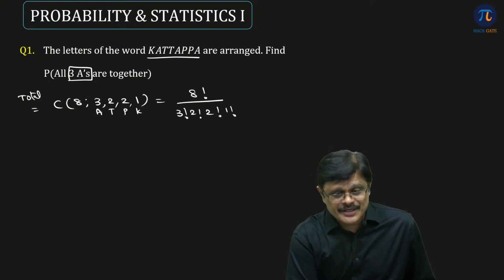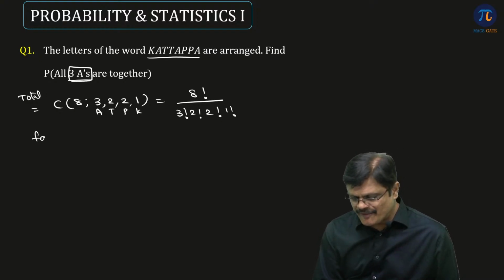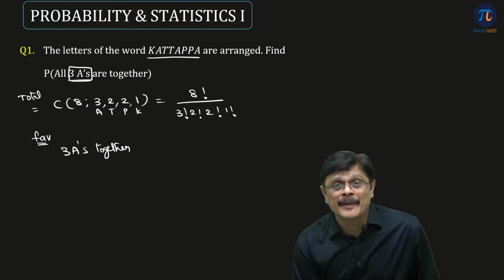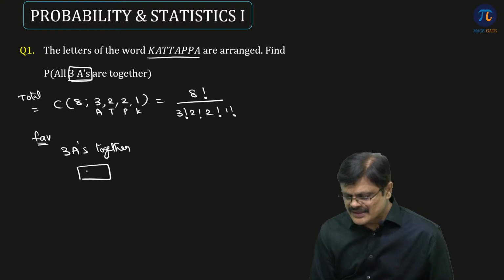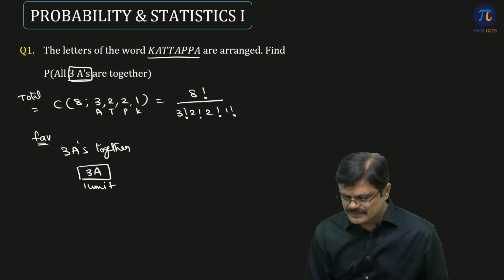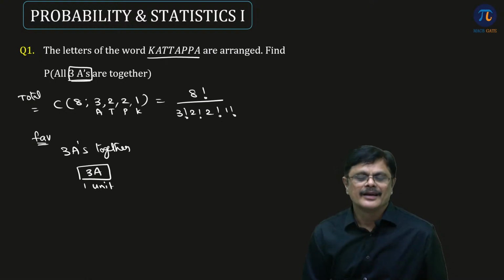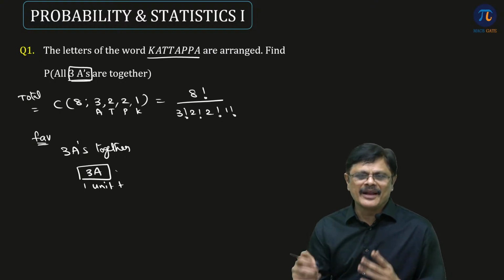But now what is the question? There is a condition. This is the total possibility. Now what about the favorable situation? You want 3 A's together. So you need to arrange the letters in such a way that the 3 A's are together. Whenever you want some objects together, you take them as 1 unit. This is 1 unit, and the remaining, because 3 are gone, is 5 units.